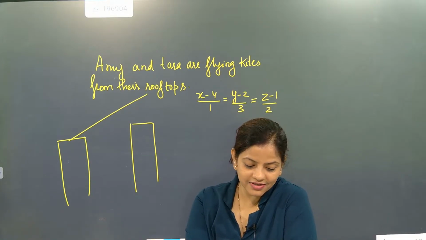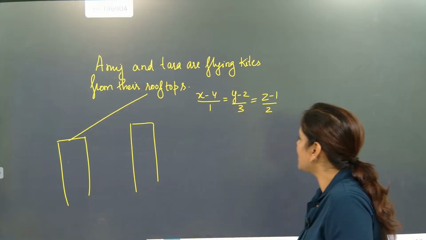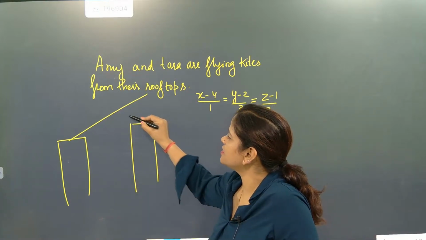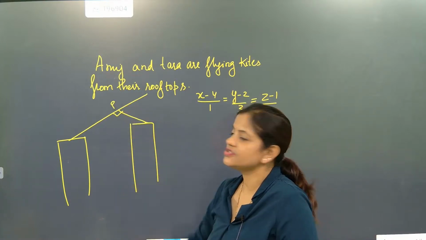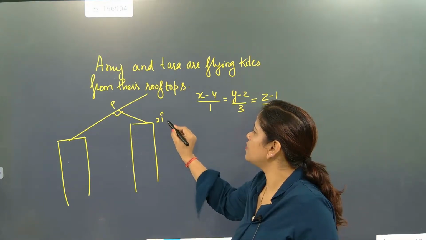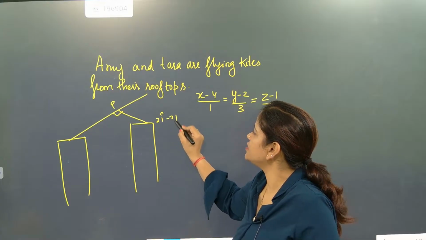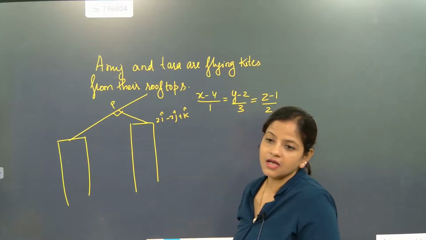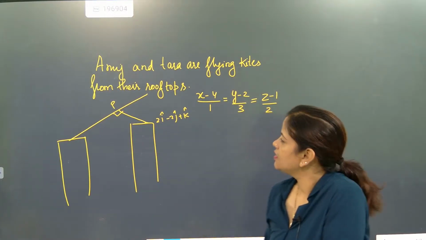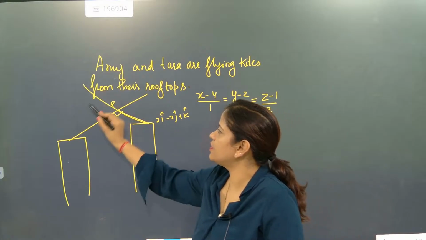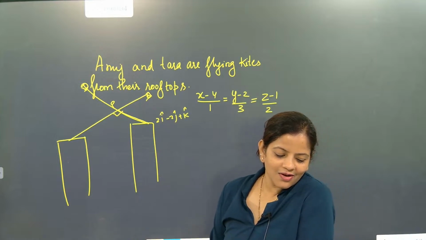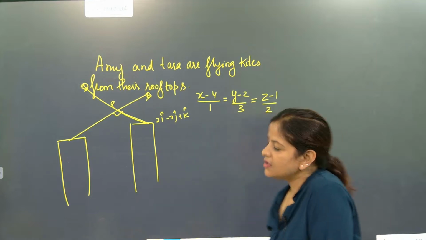Tara's position is at, now Tara is here, and her string is perpendicular. Tara's position is 2i minus 2j plus k, and her kite string is perpendicular to Anuj's kite. So her kite is exactly going perpendicular to Anuj's kite. This is the kite of Tara and this is the kite of Anuj. Okay. Find out how far, right?